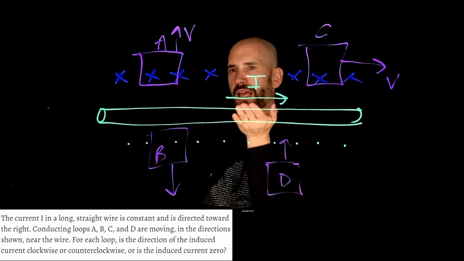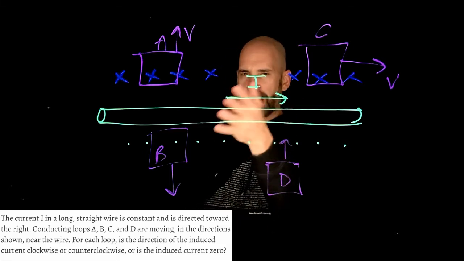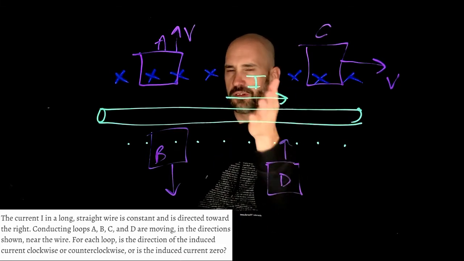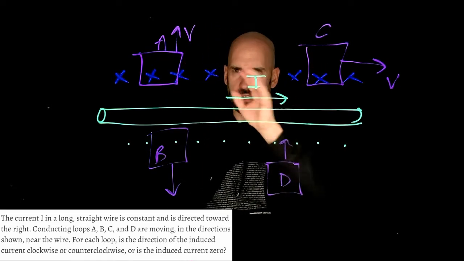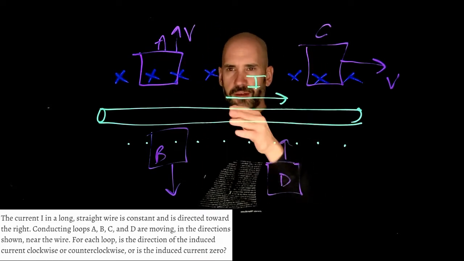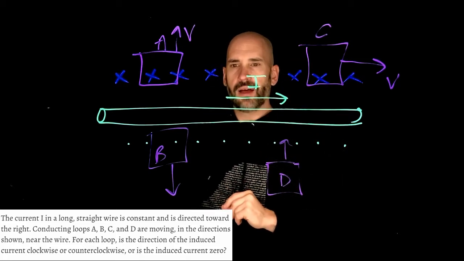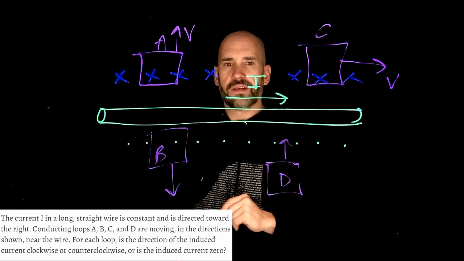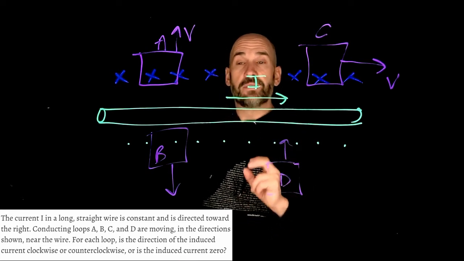The first question to ask yourself is, why would there be an induced current? Remember, induced currents only happen when there's a change in flux, and change in flux happens if the area is changing, the angle's changing, or the B field's changing. Are the areas of these loops changing? No, they're staying the same size every time. They're not being squeezed or expanded. Is the angle changing? No, you're not rotating anything.